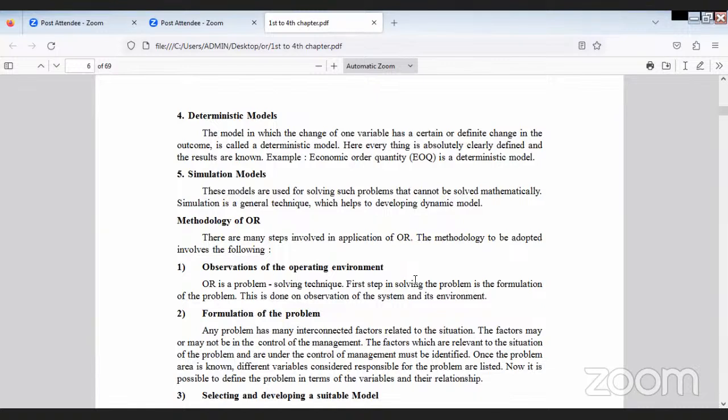Methodology of OR: there are many steps involved in the application of operations research. The methodology to be adopted is the following. Observation of the operating environment. War is a problem.